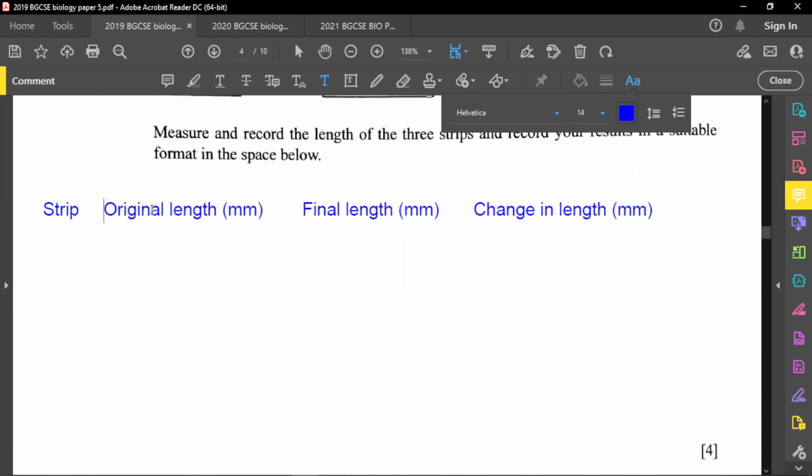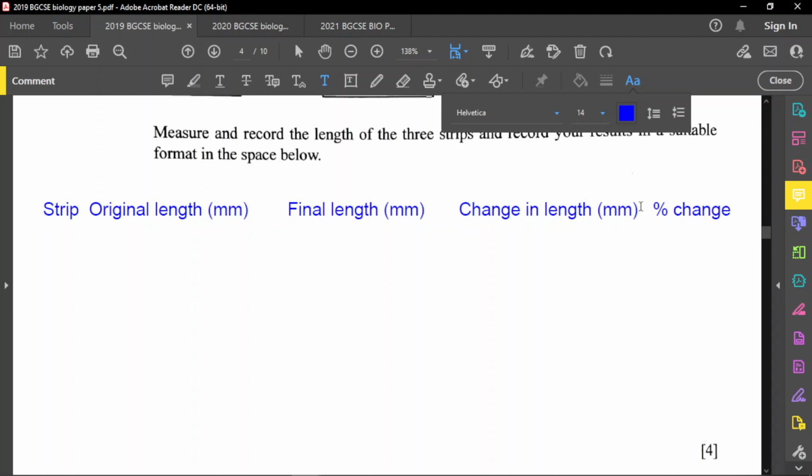All right, so I think that should be okay. And then the final thing, I'm going to have a percentage change. I'm just going to put the symbol for percentage change in length as a percentage change in length. Again, that will be in percentage. Once I have that, now I can put my strips in.